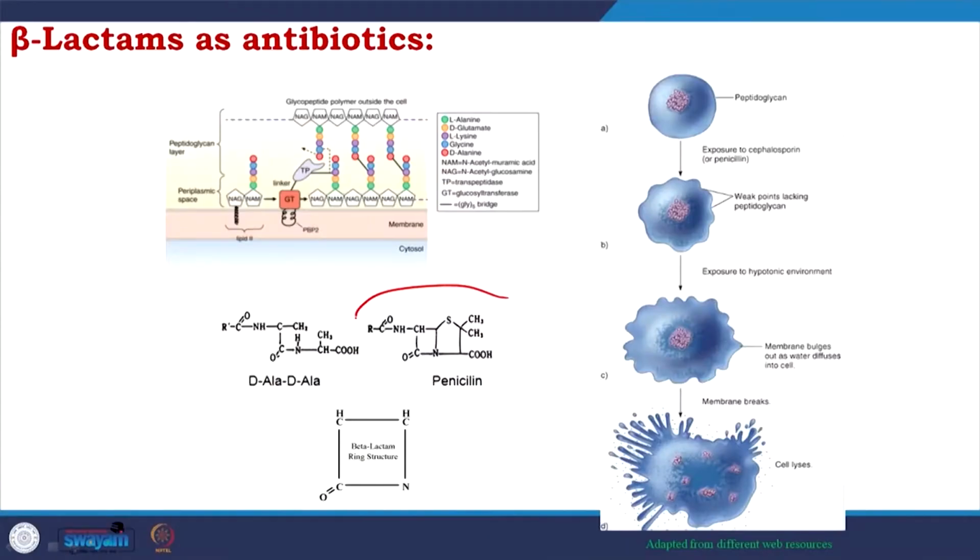Why? Because beta lactam has the structure like that. Penicillin is the first representative of the beta lactam, which was invented by Alexander Fleming. You probably all know about the story, but what I would talk about is the chemistry. If you see, there is a 4-membered ring, this is called the typical beta lactam ring.